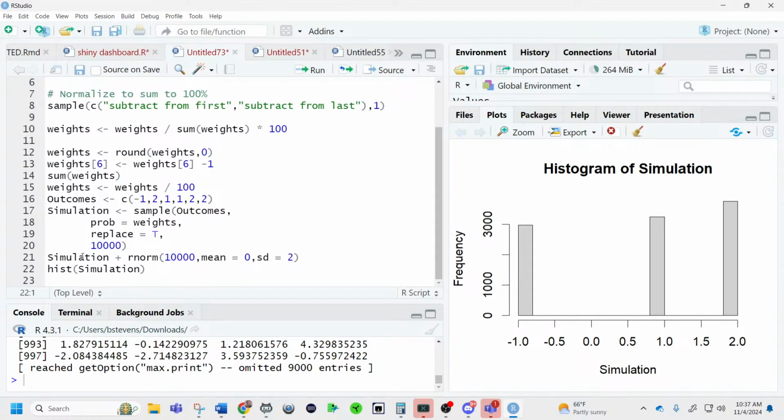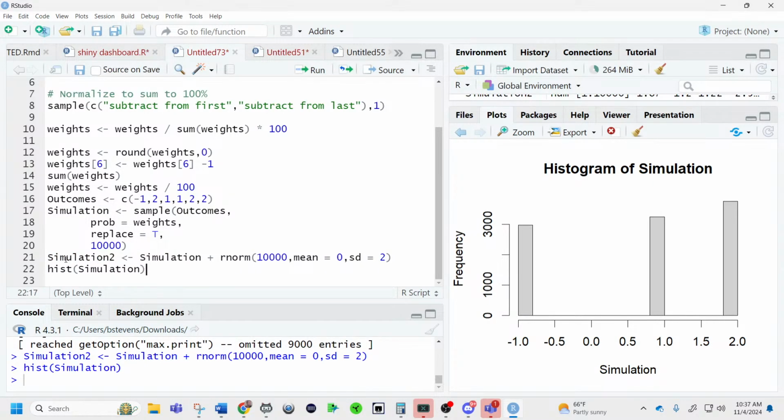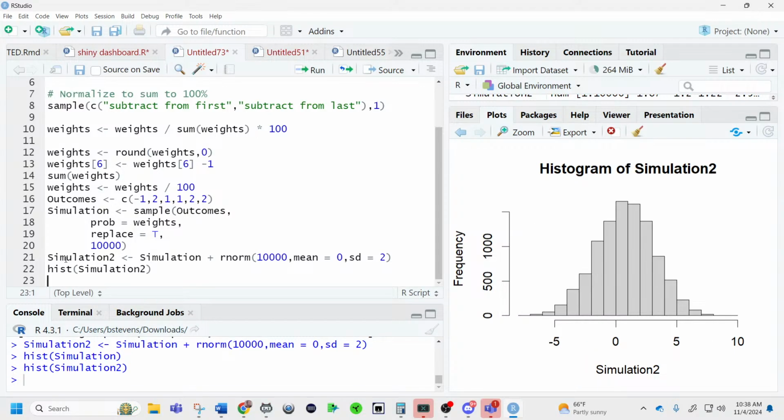And there we go. And now let's write simulation 2. And there's our simulated results. There you go. So there's the simulated results.